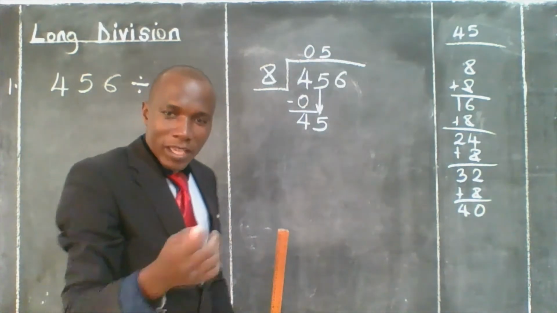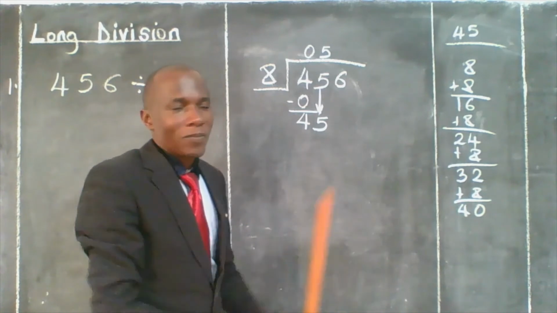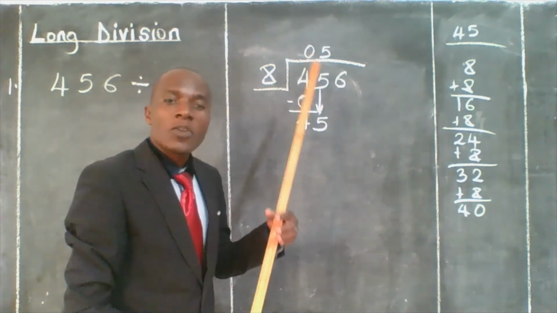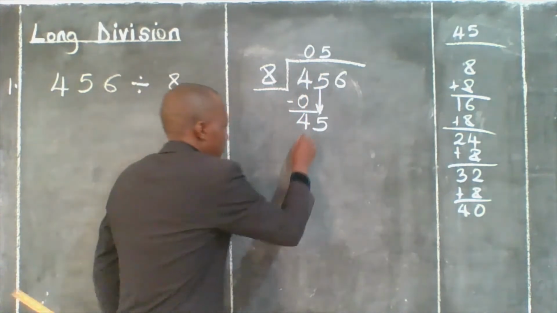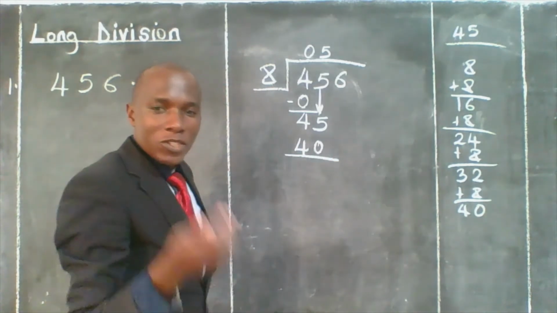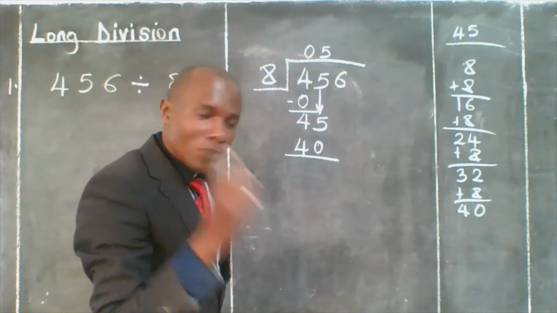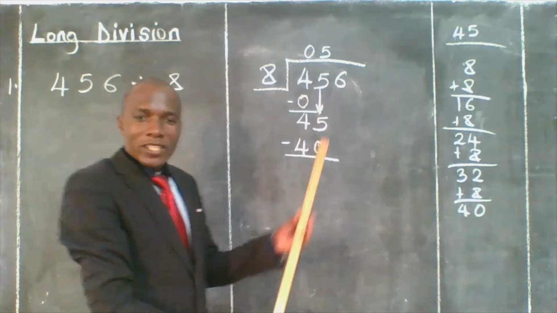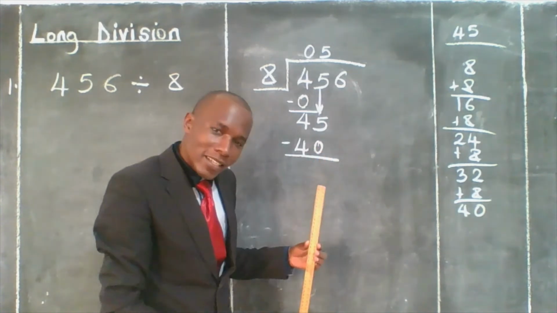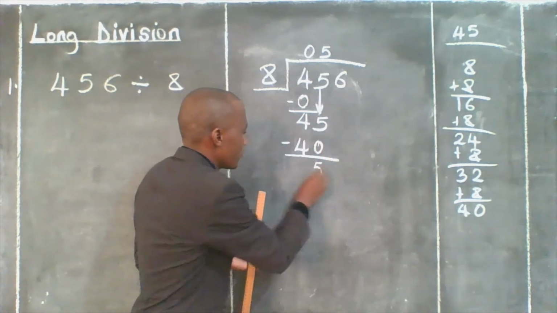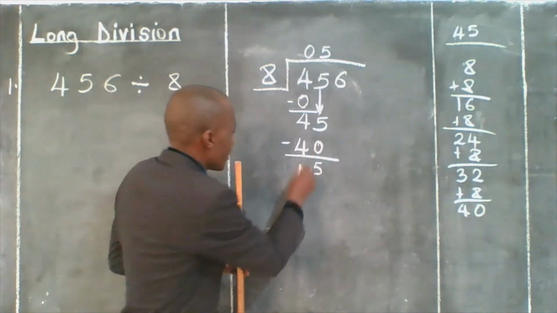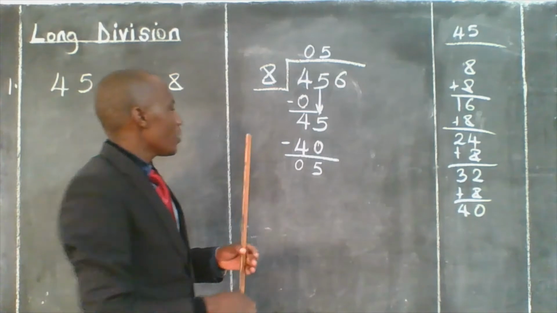The next step is multiplication. We multiply 5 by 8 and we get 40. The next step is subtraction. So we have 5 minus 0. What do we get? We get 5. Then 4 minus 4. What do we get? We get 0. You are a very good learner.